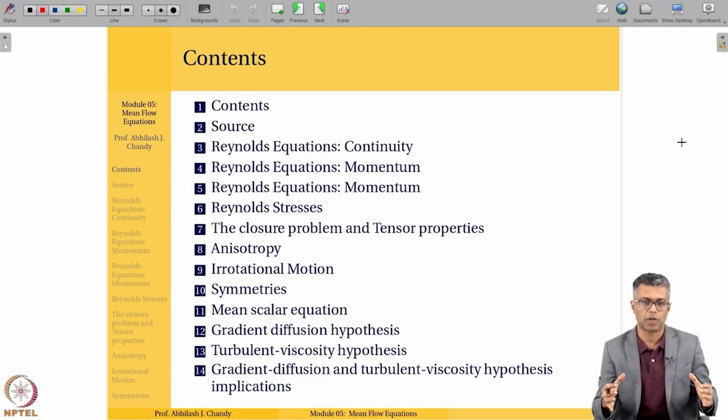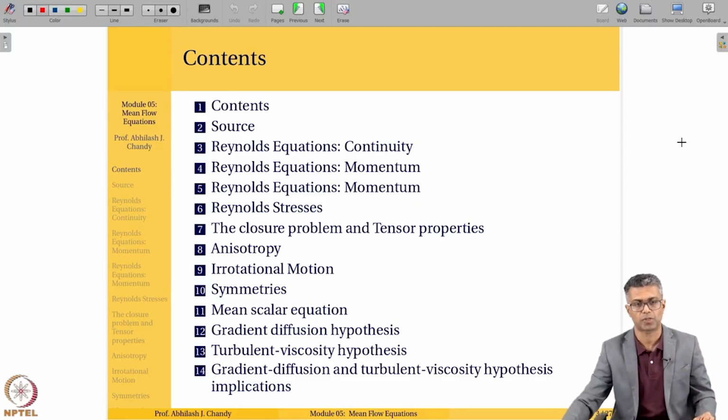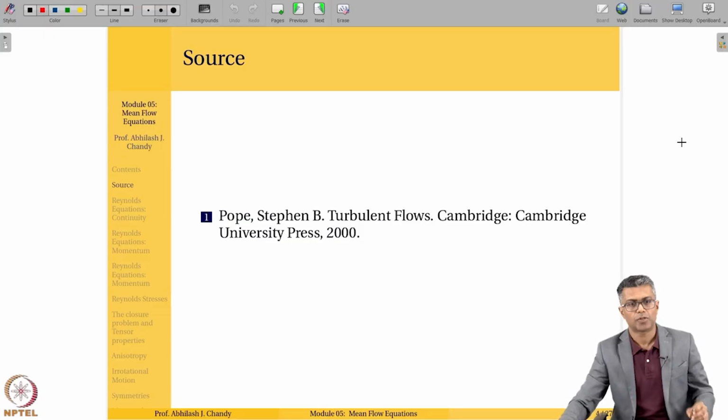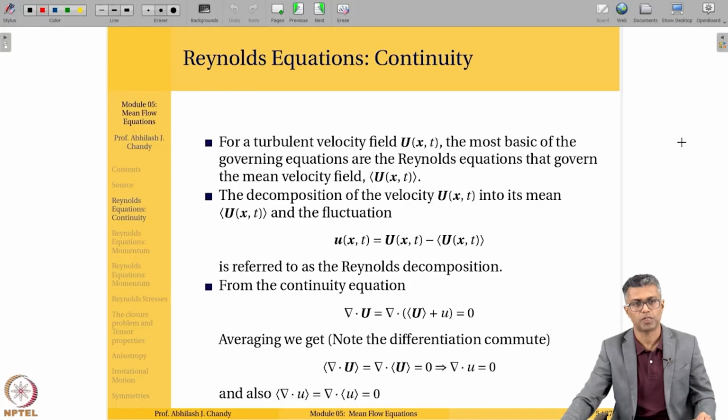So we're going to be dealing with a lot of math here, where you're mostly looking at the equations involved, and mainly the mean flow equations. The content in this module comes from Prof's Turbulent Flows book as well.